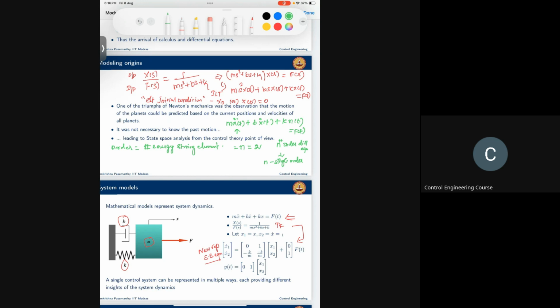First, you have to assume a dummy variable x1 equal to x. Consider a dummy variable because you need a two order system, so there should be two variables, x1 and x2. First you assume whatever variable you are taking. Here we are taking x. That's why you are assuming x1 equal to x. So automatically x dot equals x1 dot. What about x2?